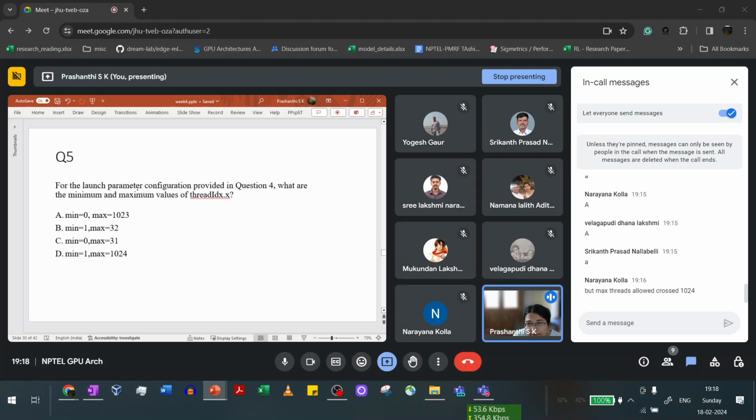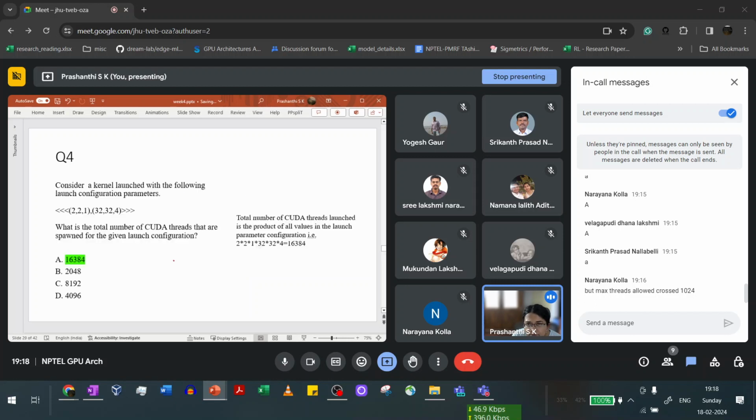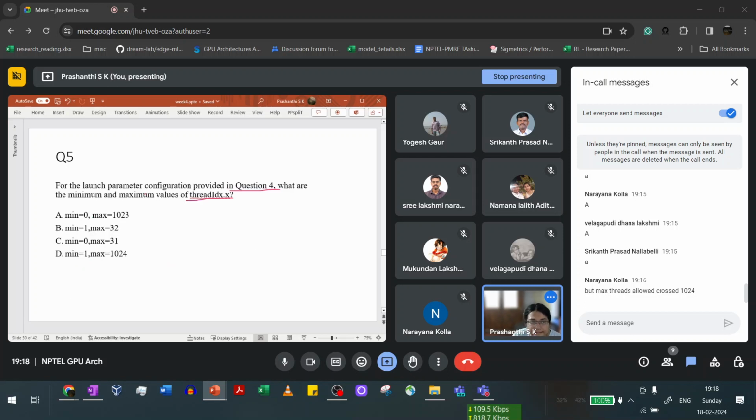For the launch parameter configuration provided in question 4, what are the min and max values of thread ID x dot x? You are given 4 options. I can scroll back to the previous question if you want to look at it. So it's 32, 32, 4, and you're asked about the min and the max in the 5th question. Any answers?